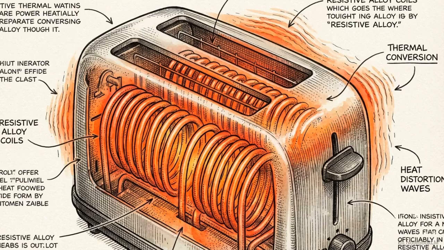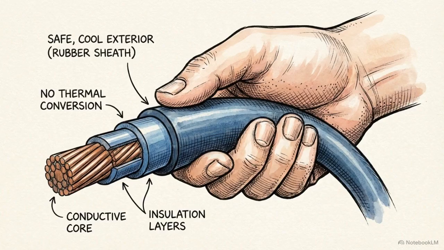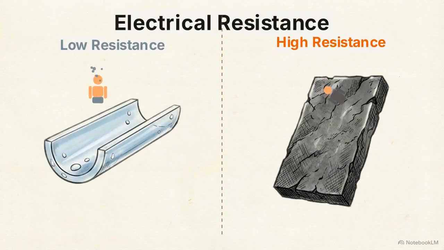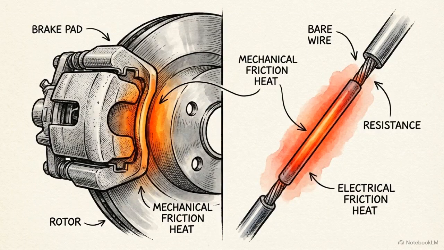If the current is identical, why does it melt the toaster's internal coils, while the external power cord stays perfectly cool to the touch? It comes down to resistance. Imagine a person sliding down a smooth, frictionless water slide versus sliding down a dry, jagged concrete ramp. Just as mechanical friction turns motion into heat, electrical friction converts the flow of electrons into thermal energy.